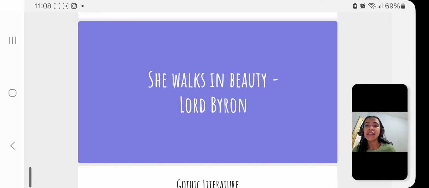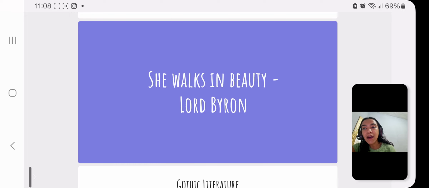I asked Julia to bring us one poem, very classic from Romanticism, which is She Walks in Beauty. Can you read for us? Let's read together, guys. Okay, now that we read, let's realize this poem's focus on feelings, okay?